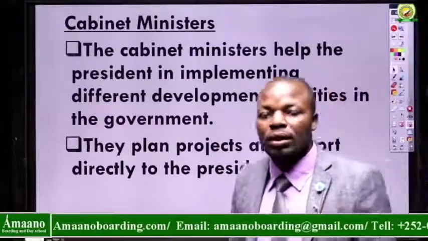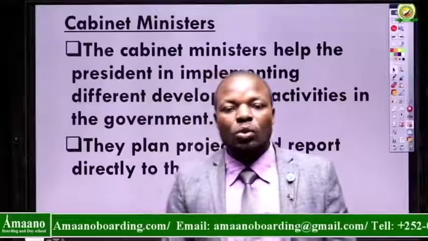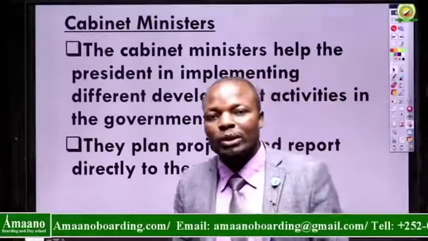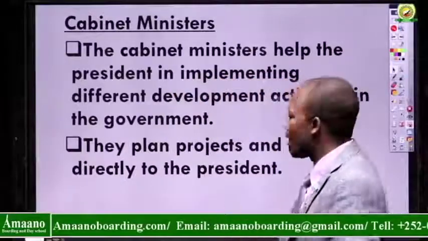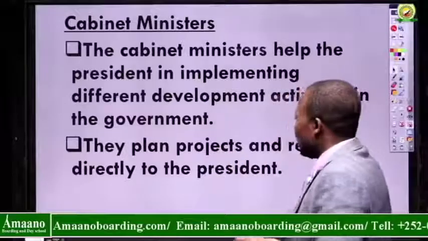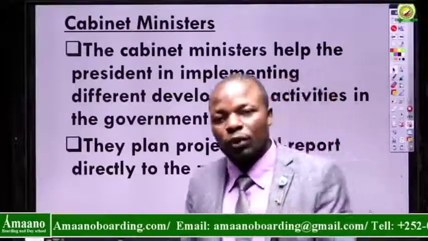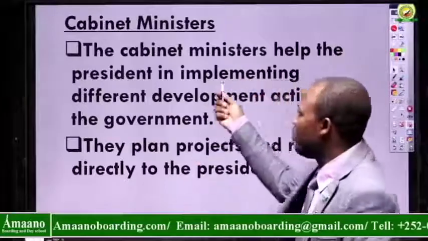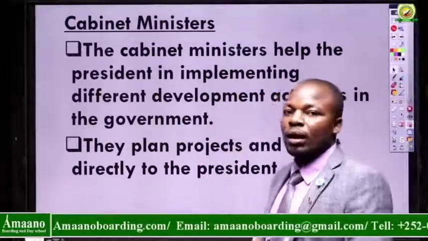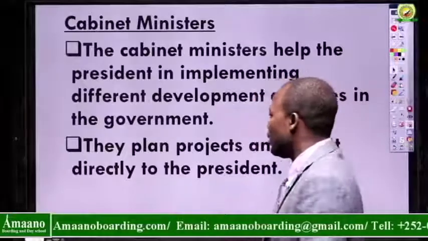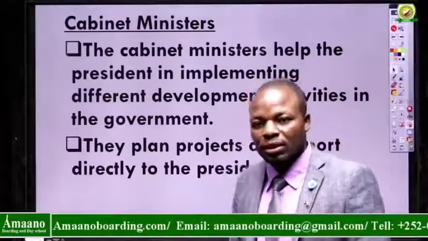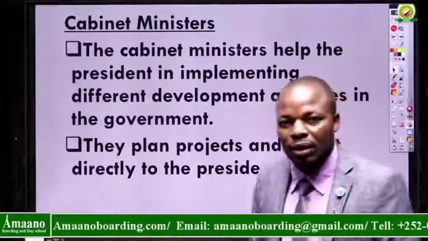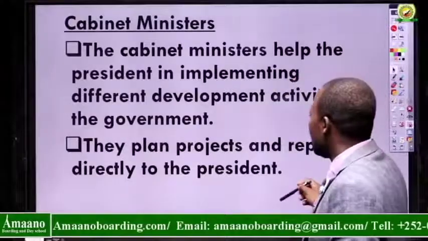The project, for example, the country wants to build a dam, or maybe wants to build a hospital, or maybe wants to construct a road. That is a project, something that one wants to do. Now, if that project is to be done, then they have to plan for it. They have to ensure that there is enough money. Who does that? The cabinet ministers will always carry out the plan. They will give the plan to the president, and the president, through other ministers, will give money so that this project can be done. Now, that is the work of cabinet ministers.